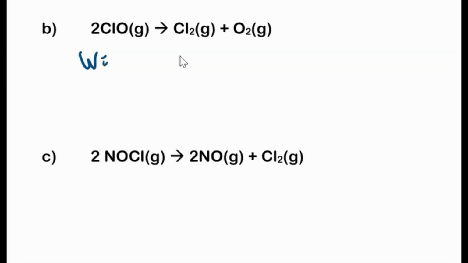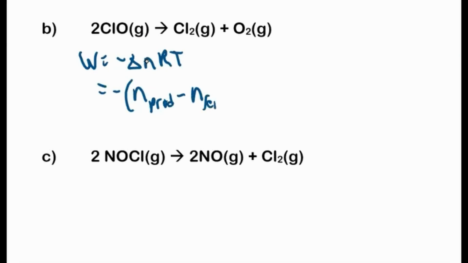We'll start off with our equation. The work is negative delta n RT because we care about the change in moles. And this is equal to the moles of the products minus moles of the reactants. And it's not actually the moles, it's the stoichiometric numbers in the balanced equation. But I like to say moles to keep it simple.